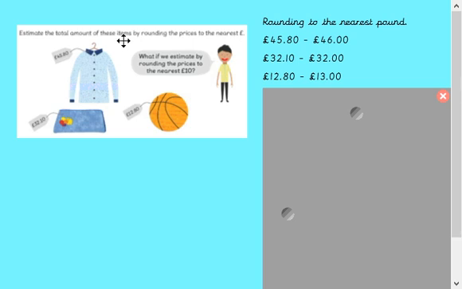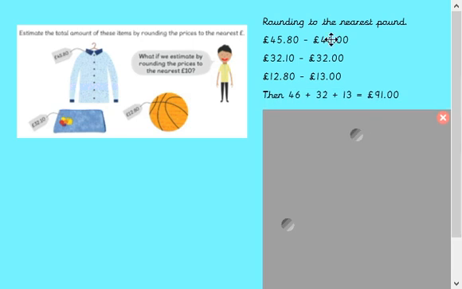Okay, so the first thing I'm going to do here, if I'm making an estimate, is I need to round each item to the nearest pound. So £45.80 will be rounded up to £46. £32.10 would be rounded down to £32. And £12.80 would be rounded up to £13. Now, when I've got my rounded answers, I then need to add them all together. So 46 plus 32 plus 13 will give us £91. So an estimated figure for the total cost would be £91.